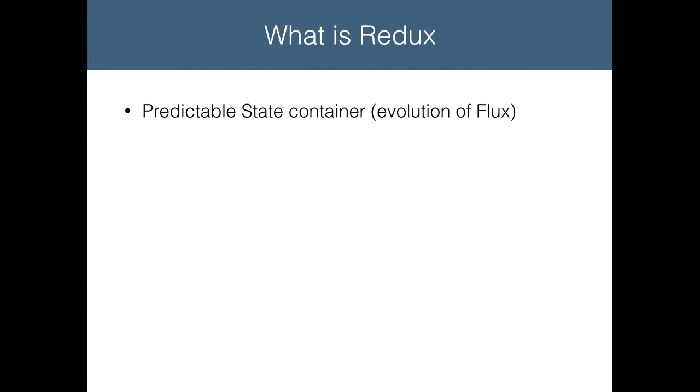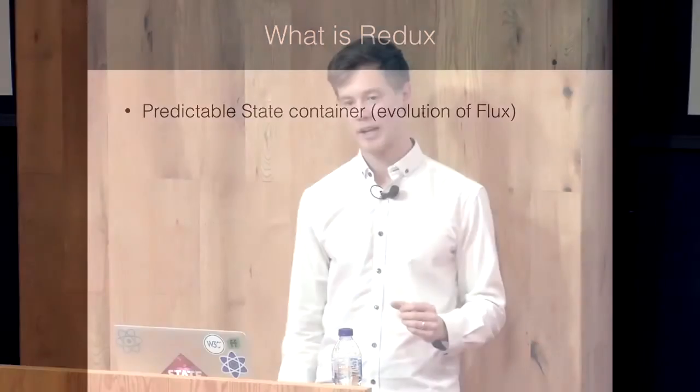So it keeps all of your state, and it is predictable. And you can think of it as the evolution of Flux, even though I know when it was introduced, it had no intention of being a Flux framework. But effectively, if you use Redux, you will use it in place of what you are using currently for your Flux. It replaces any other Flux pattern.